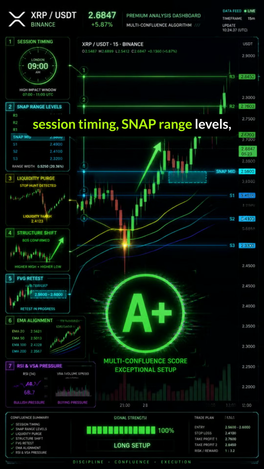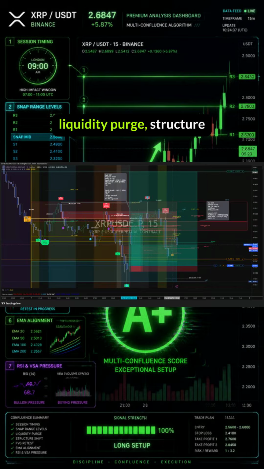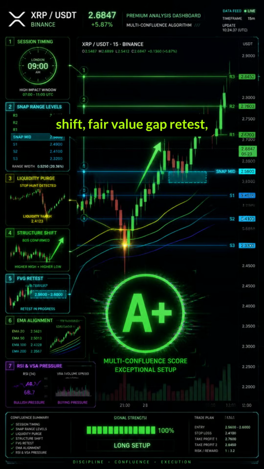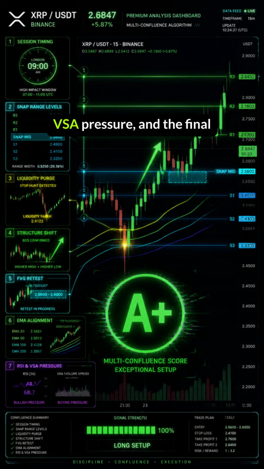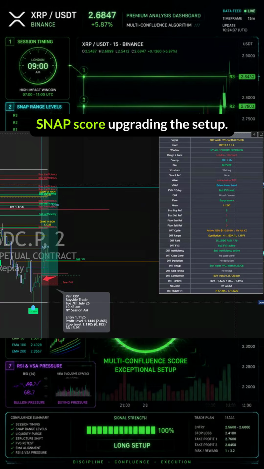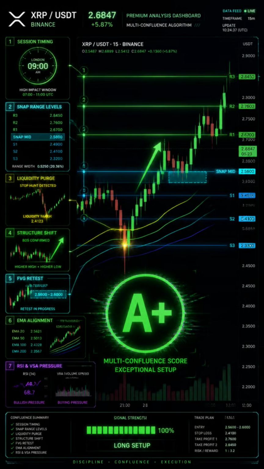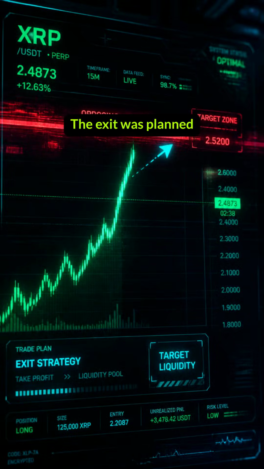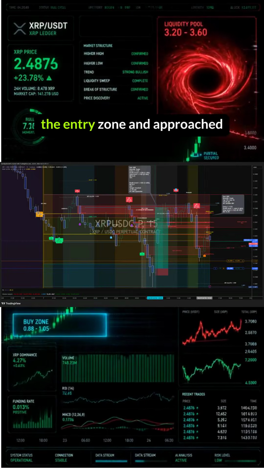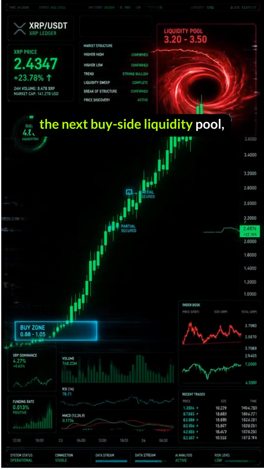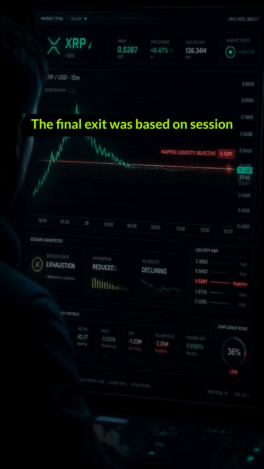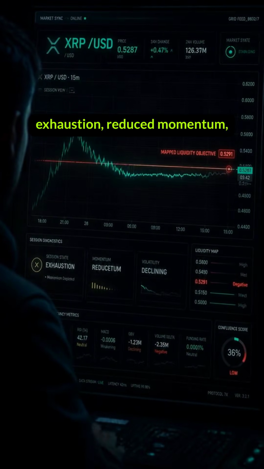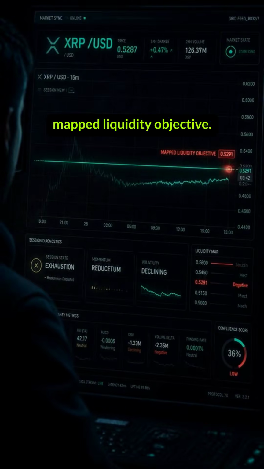Session timing, snap range levels, liquidity purge, structure shift, fair value gap retest, EMA alignment, RSI and VSA pressure, and the final snap score upgrading the setup. After the liquidity sweep, the exit was planned into opposing liquidity. Once XRP expanded away from the entry zone and approached the next buy-side liquidity pool, partials could be secured. The final exit was based on session exhaustion, reduced momentum, and price reaching the mapped liquidity objective.